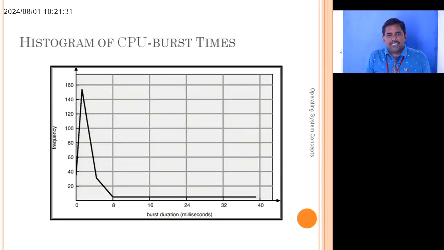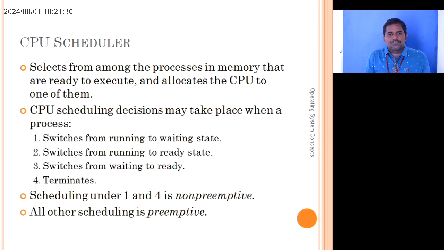This would be the histogram of CPU burst timings. Here you can look at the values. The CPU scheduler selects from among the processes in memory that are ready to execute and allocates the CPU to one of them. CPU scheduling decisions may take place when a process, there are four cases: one, switches from running to waiting stage; two, switches from running to ready stage; three, switches from waiting to ready; and four, terminates.